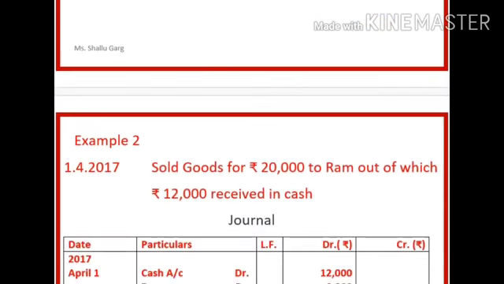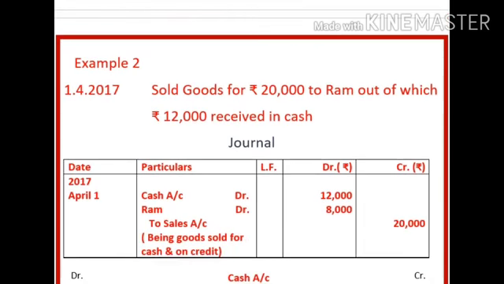Let us take a second example. Sold goods for rupees 20,000 to Ram, out of which rupees 12,000 received in cash. Now how will it be posted? First you will write down the entry: Cash account debit, Ram debit to sales account.